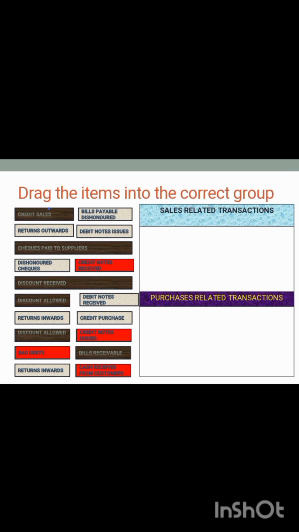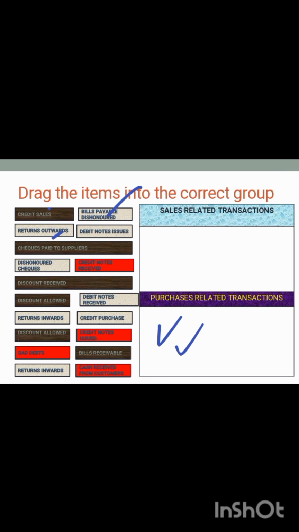Then we have bills payable, dishonored. Bills payable is relating to suppliers, that is creditors, those we can pay our bills to. We can only pay those who we buy from. So bills payable, dishonored is relating to this account. Then return outwards. When you return goods back to your supplier, you must have purchased before you can return outwards. So return outwards, which is this, is relating to purchases.